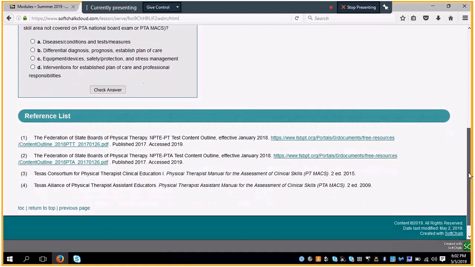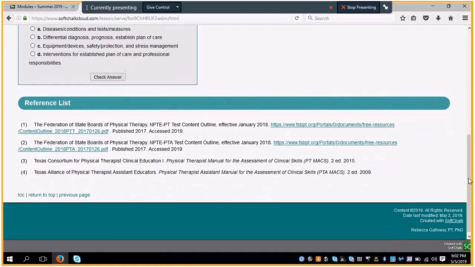Okay, so I look forward to having some time online and on campus with you to discuss these modules and the lab activities further.